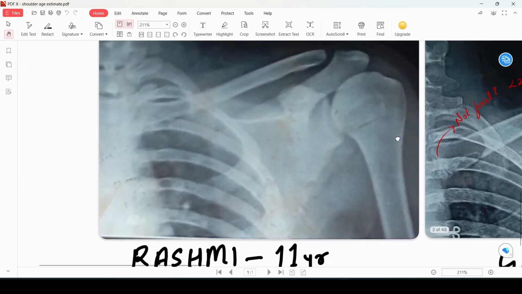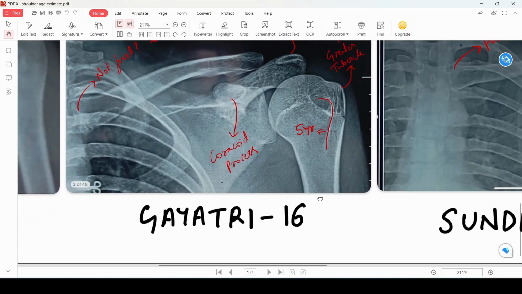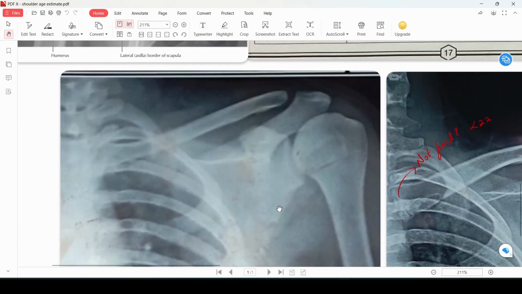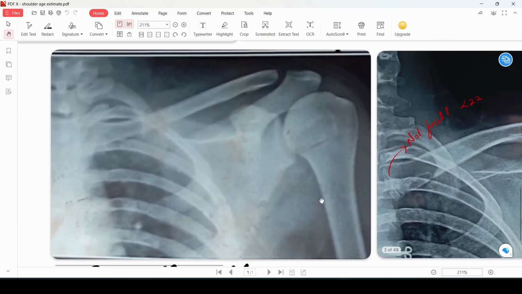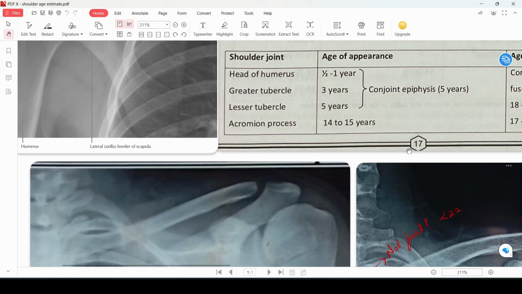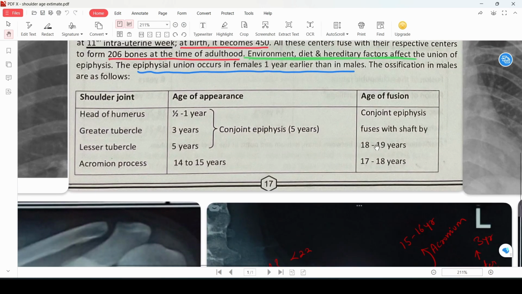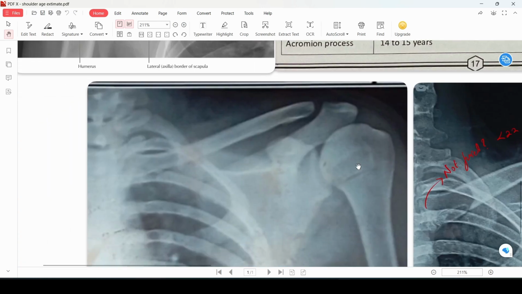Then let's talk about Rashmi, who is 11 years of age. She is the smallest in the PDF. As soon as you look here, you can see a good clear-cut demarcation here. So that means this is not fused. That means she is definitely not 18, 19 years old. She is below that.